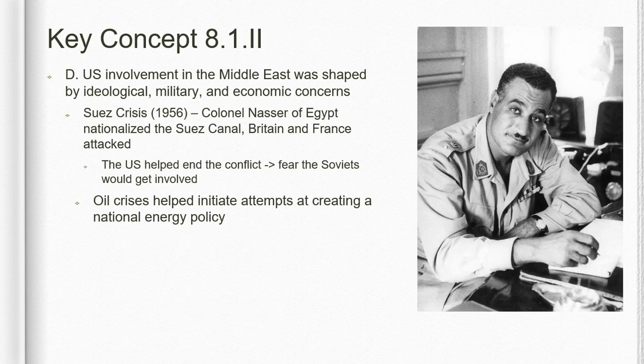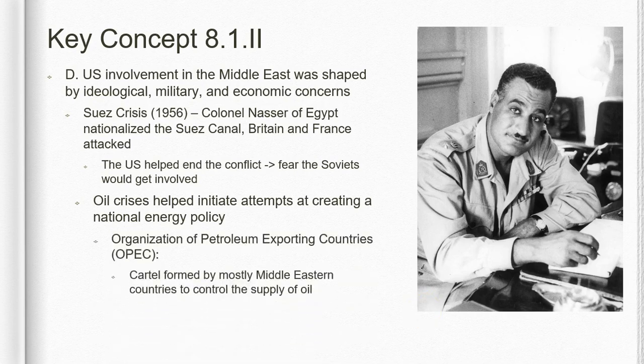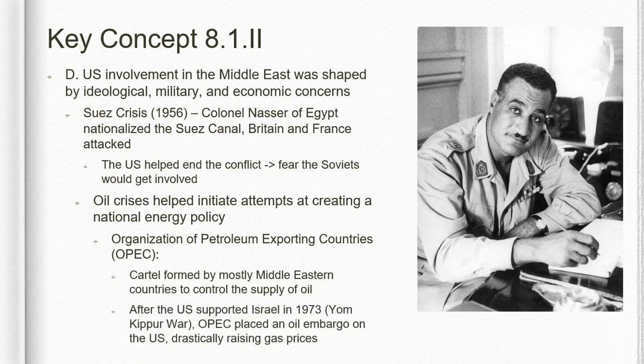The big one here are the oil crises. Not surprisingly, when you're talking about the Middle East, you have to talk about oil. These oil crises throughout the 1970s were led by OPEC, which is a cartel formed by mostly Middle Eastern countries. Venezuela's in there as well, to control the supply of oil. OPEC, multiple times throughout the Cold War, uses its power over the control of oil to try to exert its influence on United States foreign policy, often because of Israel and our support for Israel.